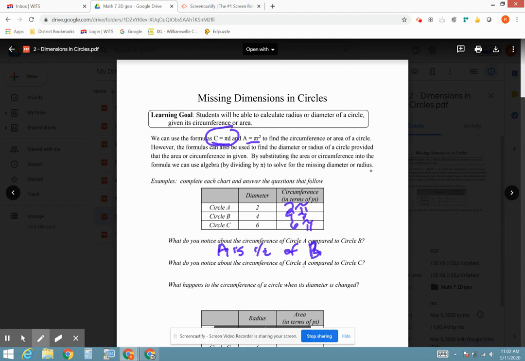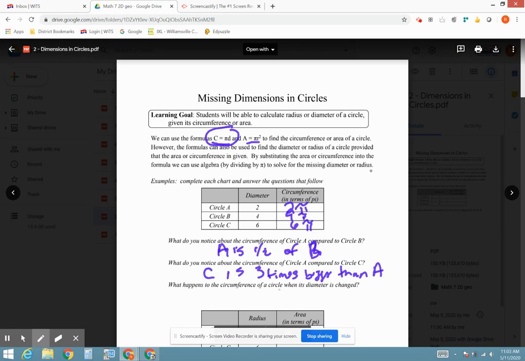What do you notice about the circumference of circle A compared to circle C? Well, the diameter is 3 times bigger. The pi's are the same, so that's not going to make a difference in my actual circumference. So C is 3 times bigger than A. Or I could say A is 1/3 of C.